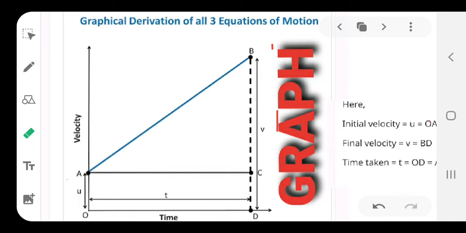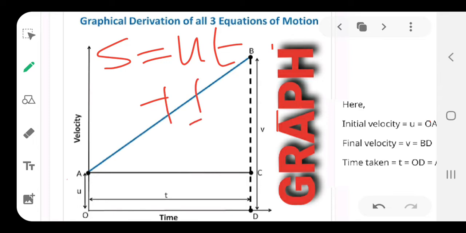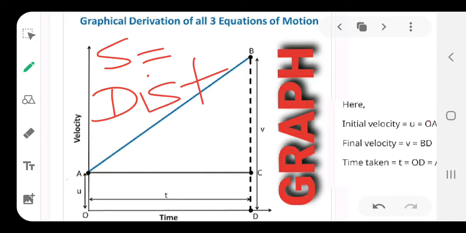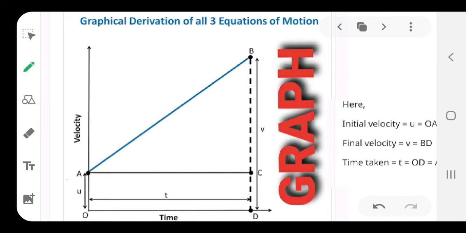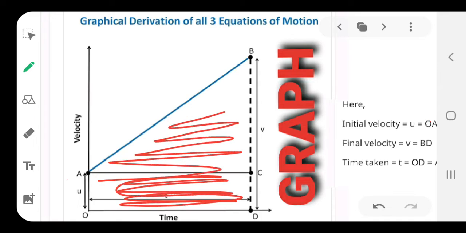Now, again for the second equation of motion, check it out. The second equation I have told you is S equals UT plus half AT square, that we are going to derive now. So, again check here. What does S stand for? S stands for the distance covered. Distance covered in this graph is this whole area under this graph.